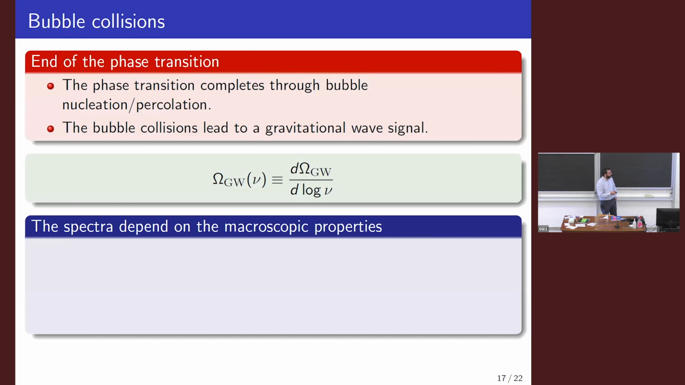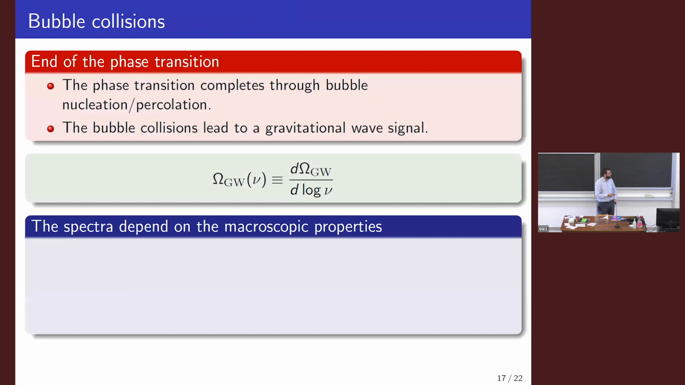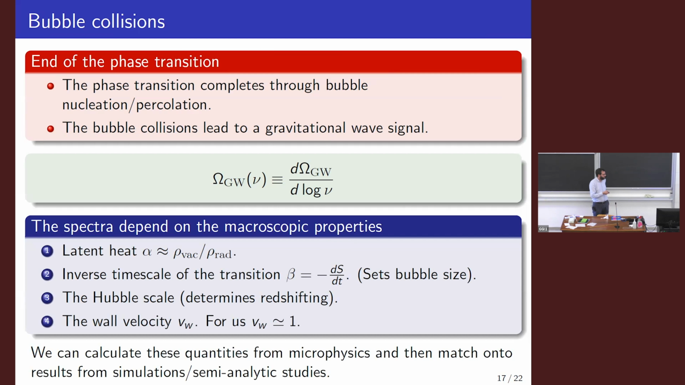And the phase transition, so one obvious way of testing this region is gravitational waves, because you have a very strong phase transition. And here I provide some details. So the phase transition will complete through this bubble nucleation, and the bubbles will hit each other and percolate. And this will lead to a gravitational wave signal. Then you do the standard sort of abusive notation. Omega GW is the differential spectrum with respect to the logarithmic frequency interval. And then you have the spectra, which depend on the macroscopic properties of the transition, the latent heat, the inverse time scale of the transition, the Hubble scale when the transition occurs, and the wall velocity, which for us is the speed of light.